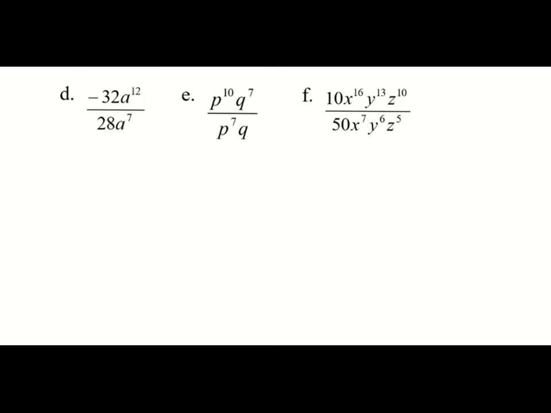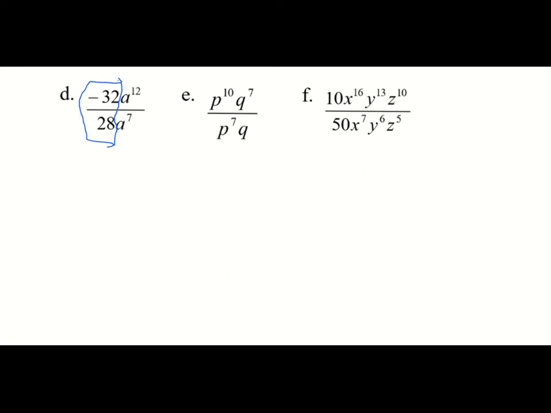So now we're going to continue with the quotient rule, and we're going to look at some, again, where they're going to get a little bit more complicated. We're going to have some coefficients to deal with, and then some different bases. So if we look at D, what I like to do is kind of draw a line. So the first part, if you think about it, is we have just a regular old fraction here. We have negative 32 over 28, and then we have our powers, a to the 12th, a to the 7th, because again, remember that negative 32 is held on with multiplication, but when we're simplifying here, we're going to use it to simplify just like our regular old fraction.